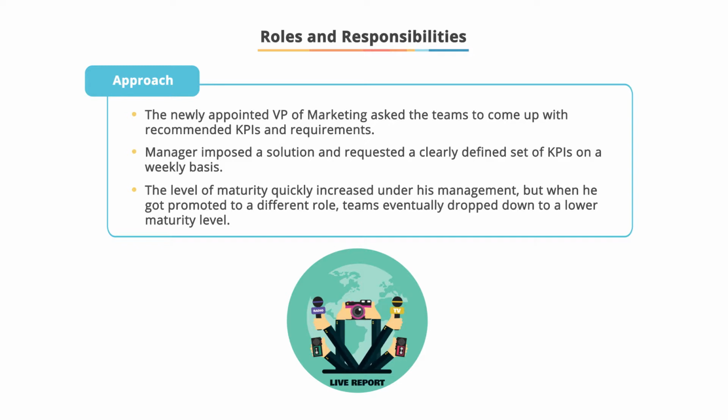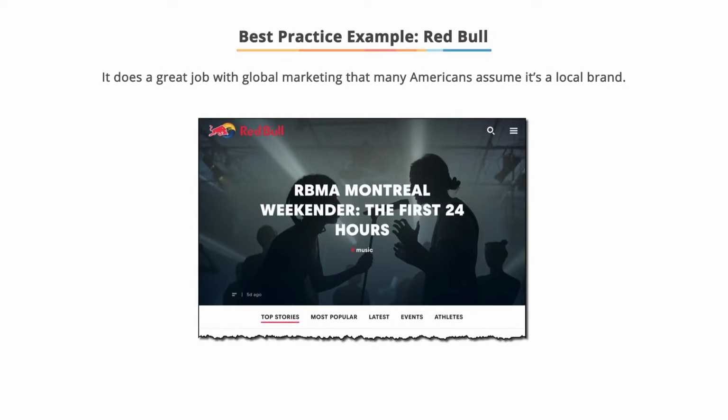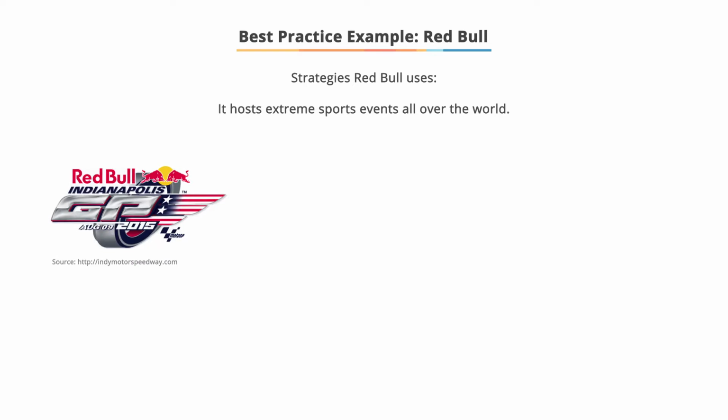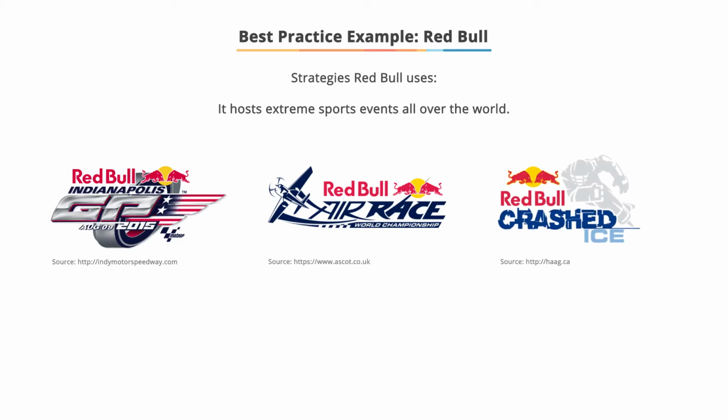If we had to choose a brand that exemplifies many aspects of the digital transformation, Red Bull would certainly be an excellent choice. Red Bull is actually an Austrian company, but they do such a great job with their global marketing effort that many Americans assume that it's a local brand. One of their most successful tactics is to host extreme sports events all over the world, from the Red Bull Indianapolis Grand Prix to the Red Bull Air Race in the United Kingdom or the Red Bull Crashed Ice in Quebec City. The brand's powerful event marketing strategy takes them here, there, and everywhere.